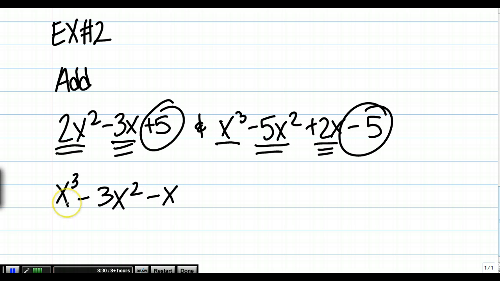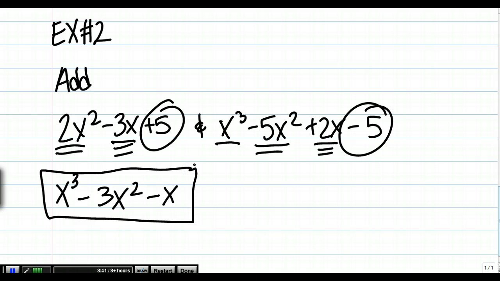Now we have to make sure that this is in descending order. Well, there's only x's, and it's 3, 2, 1, so we know that we have it in descending order from greatest to least. I'm going to do 2 more examples and then we're done.